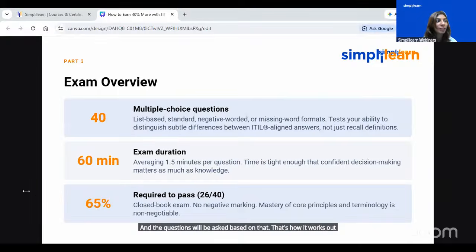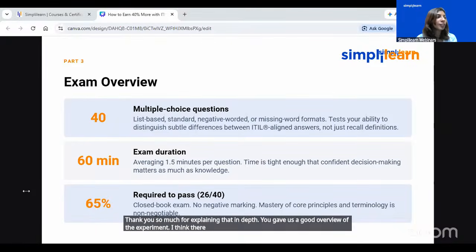Thank you so much for explaining that in depth. You gave us a good overview of the exam, and I think there was one question related to that as well. So this person wanted us to explain the exam format, and one more additional question this person had was how long does preparation actually take?